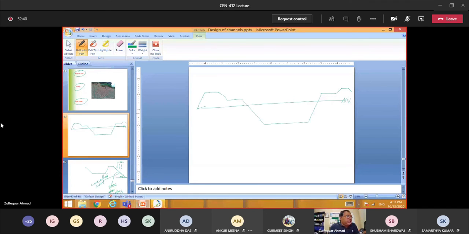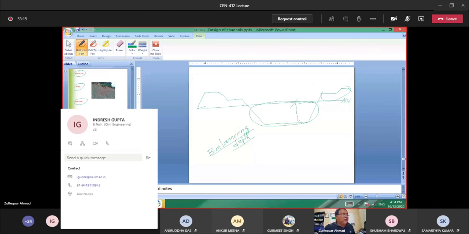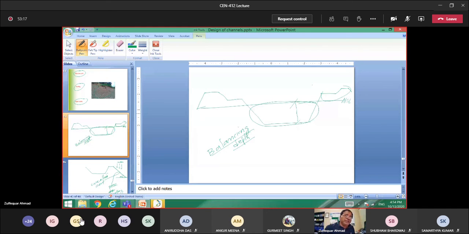Now see here, one term that is used is the balancing depth. I have not written the balancing depth on this slide. Have you heard about this balancing depth? Balancing depth means the depth of the cutting such that the volume of the cutting is equal to the volume of the filling, so that you do not have to take the soil from some other place. So this is the balancing depth.